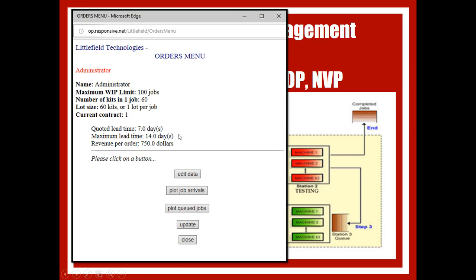As you see in this part of the game, when the game starts, we are on a contract for $750. We need to deliver it in less than 7 days. If it goes beyond 14 days, we collect nothing. Between 7 and 14, our revenue reduces linearly. Other things are the same as our previous discussion.